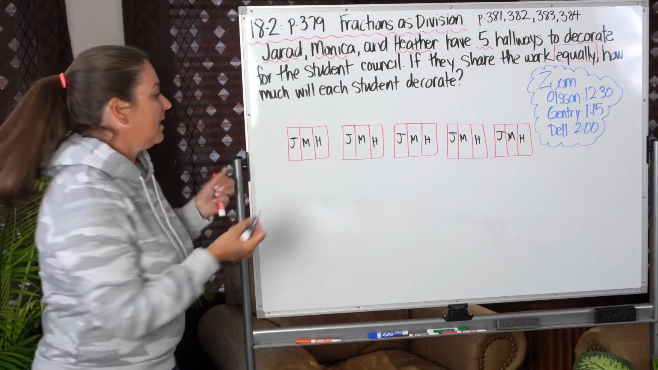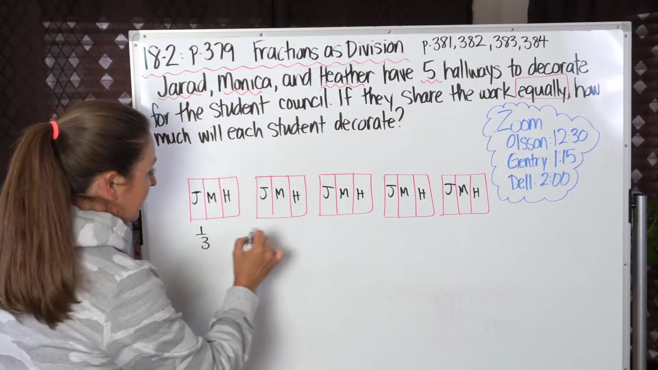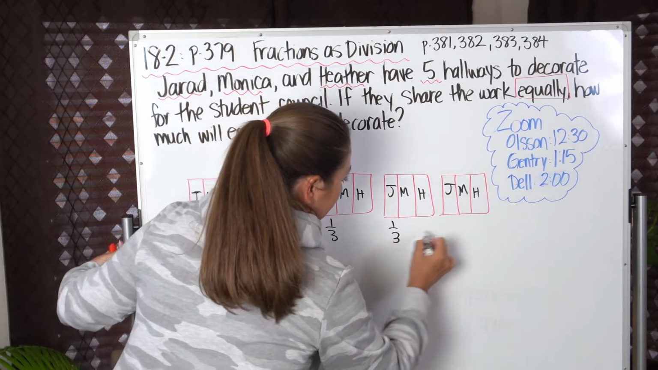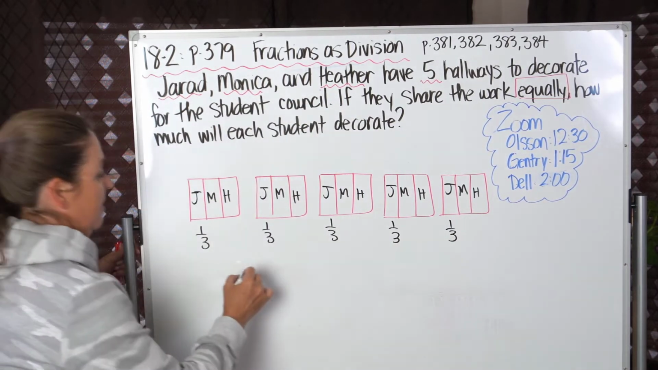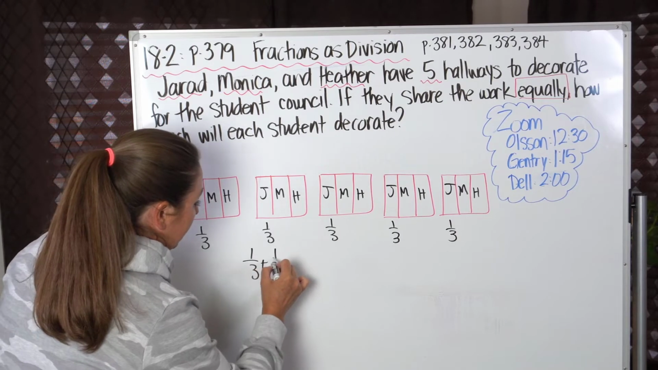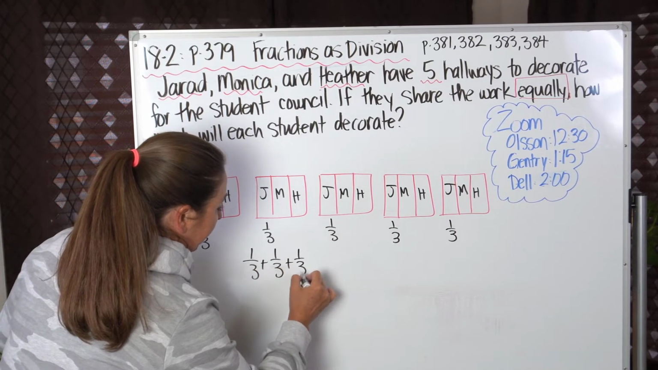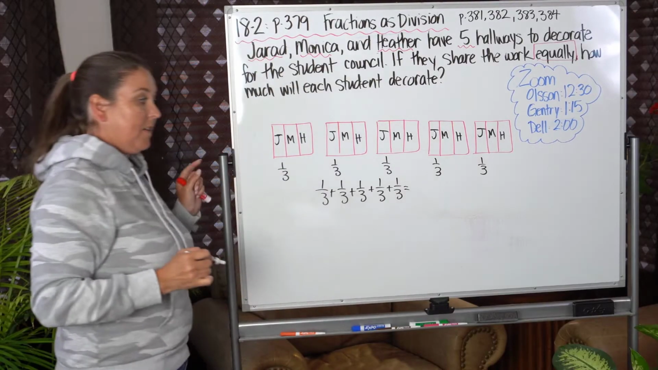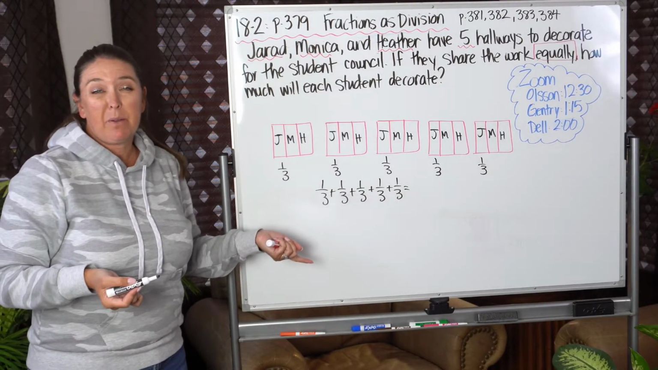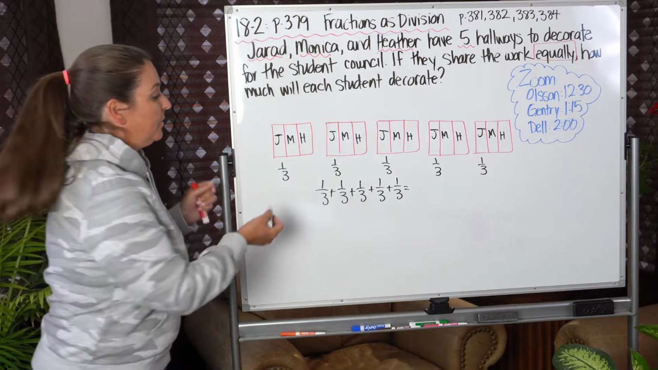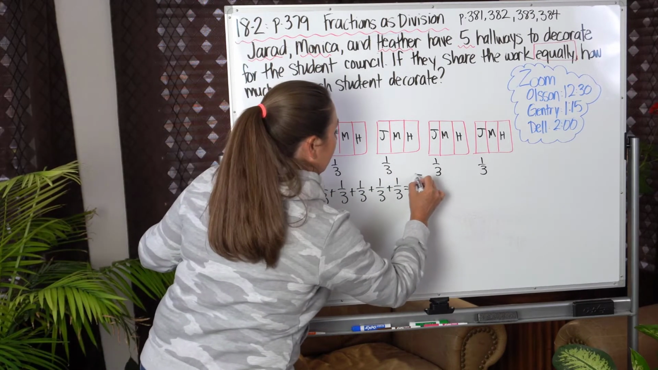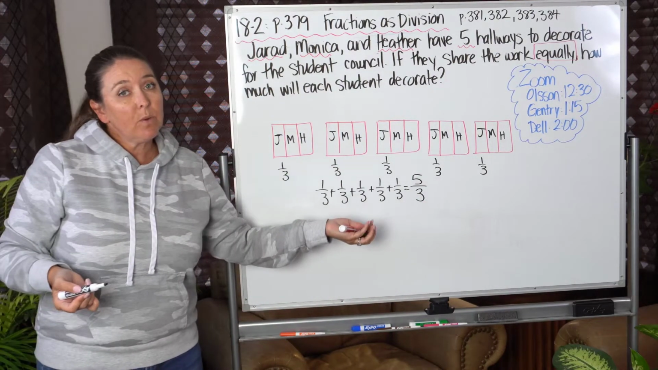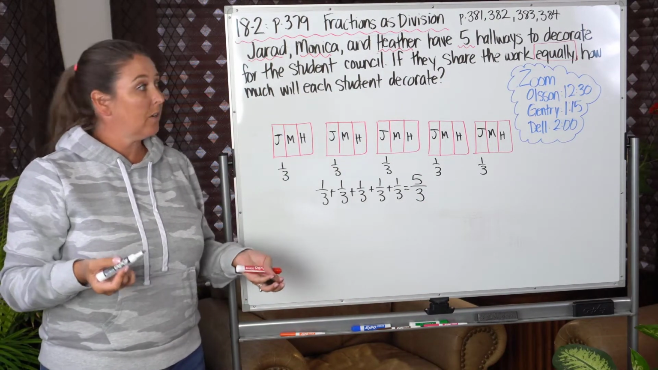I can then think, okay, Jared gets 1/3, 1/3, 1/3, 1/3, 1/3, 1/3, that 5th hallway. So we have a common denominator, which we need when adding fractions, and we already have that. So we can just add our numerators for a total of 5. My denominator is thirds. 5/3 is where we could stop. 5/3 is a correct answer.